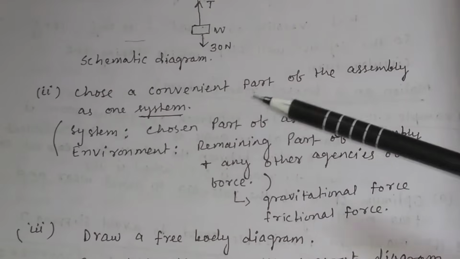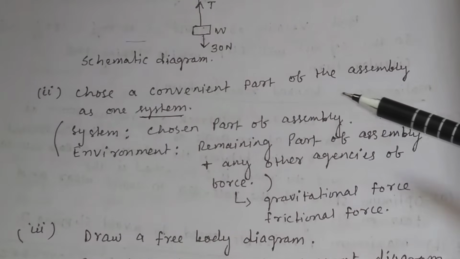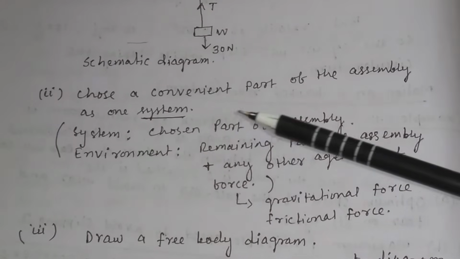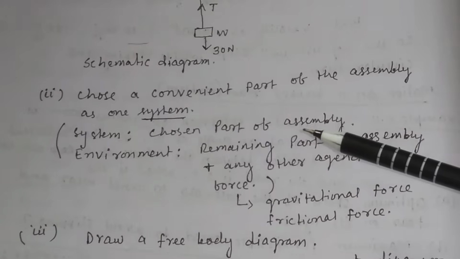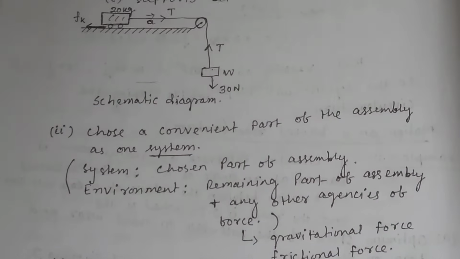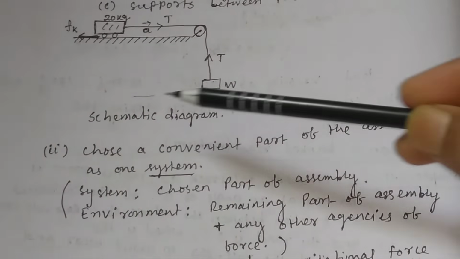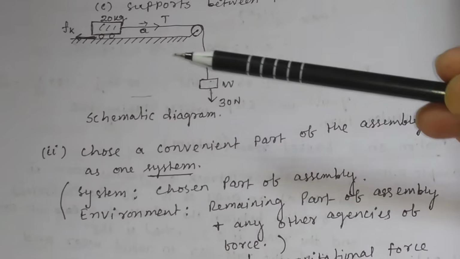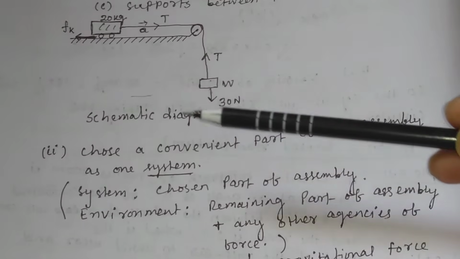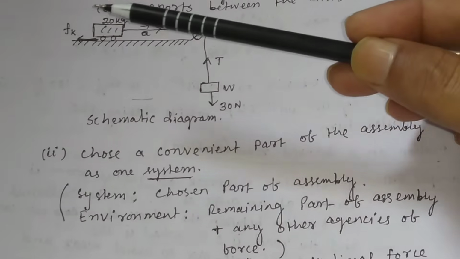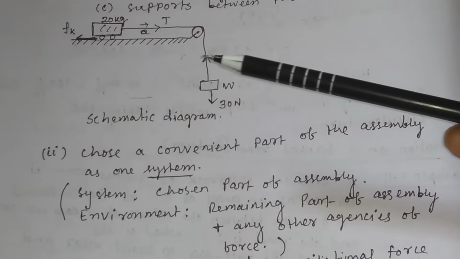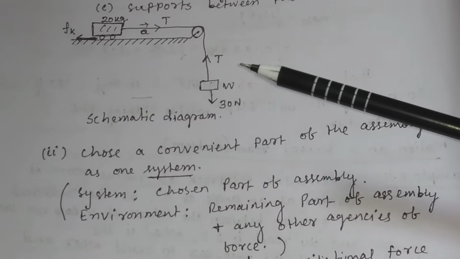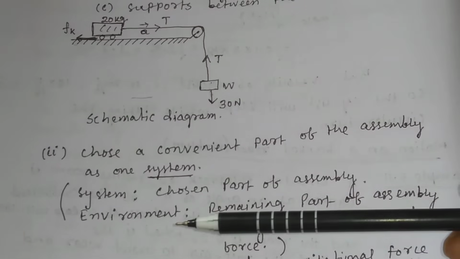And in the second step, you choose a convenient part of the assembly of the system. The whole is the assembly, and system means any chosen part of the assembly. Suppose, as you see in the diagram, the whole is the assembly, and suppose this part is the system, and this part is also a system. So you choose any system, then the rest is called your environment.